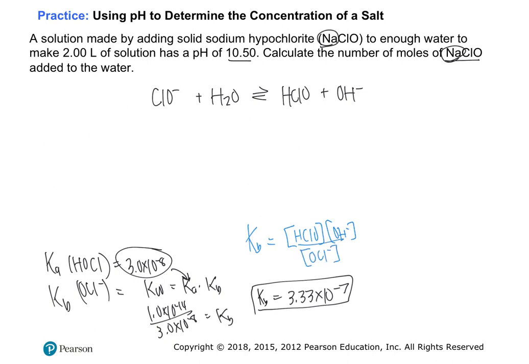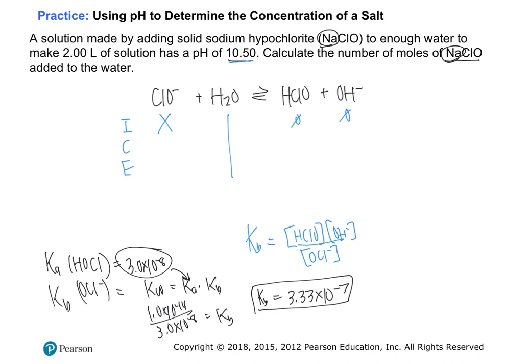Okay, great. So here, I'm now going to set up my ice table. And we are going to find out how much, so I'm making a solution. It has a pH of 10.5. And I want to find out how much sodium hypochlorite I need to add. So I want to find out basically how much I need to add here, knowing that I don't have any products to start off with.